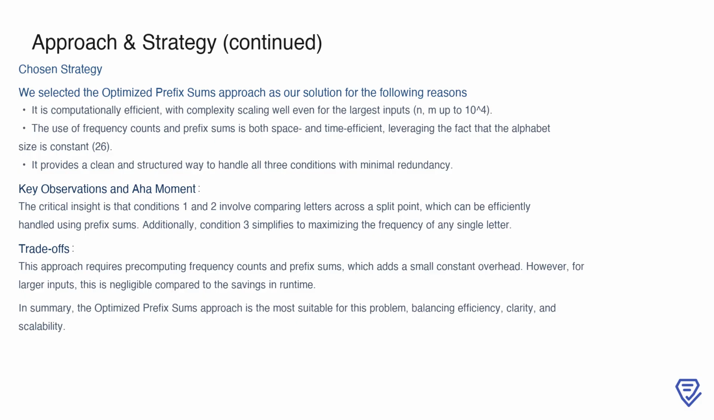and clarity. With a time complexity of O(n + m + 26), this method scales effectively even for the largest inputs, where the lengths of strings A and B can reach up to 10 to the power of 4. By utilizing frequency counts and prefix sums, we can process the constant alphabet size of 26 letters in a time and space-efficient manner. This approach is particularly structured, allowing us to handle all three conditions systematically without unnecessary repetition.